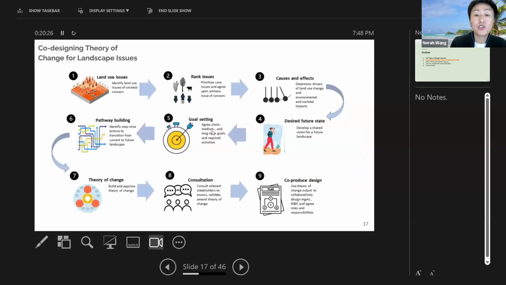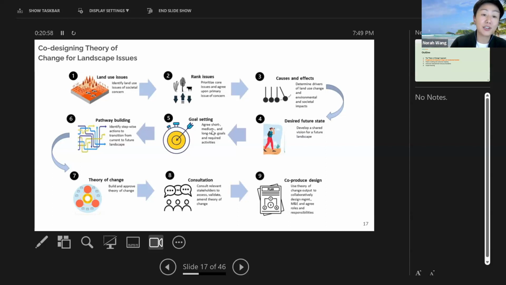And so I'm showing you another example, published results discussed a lot by community level theory of change. This is more about a place-based theory of change regarding land issues.